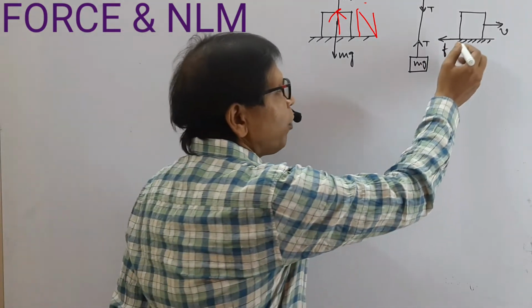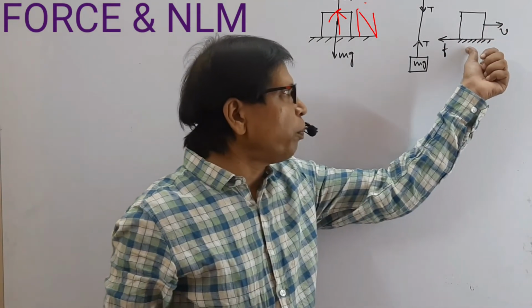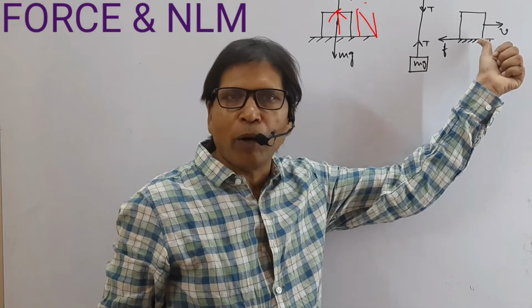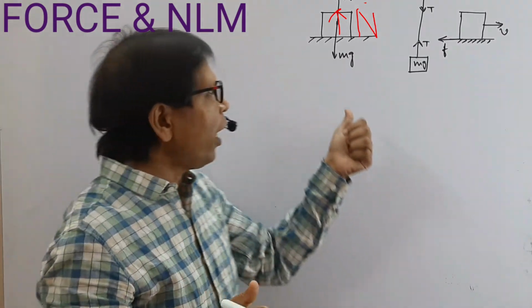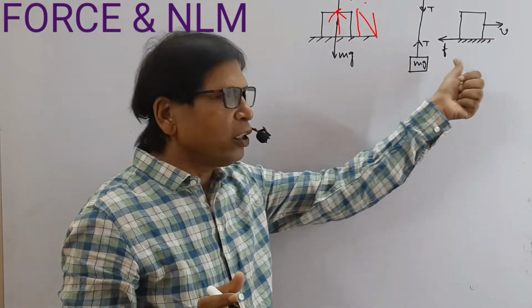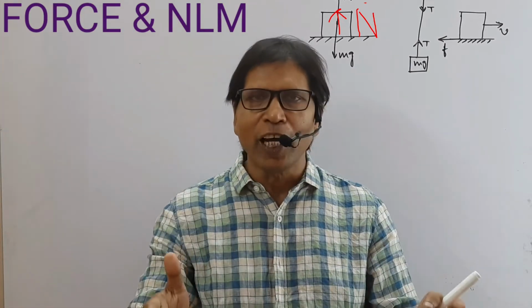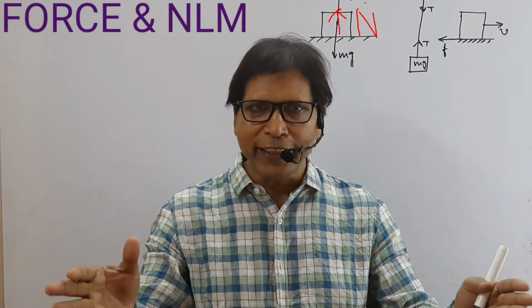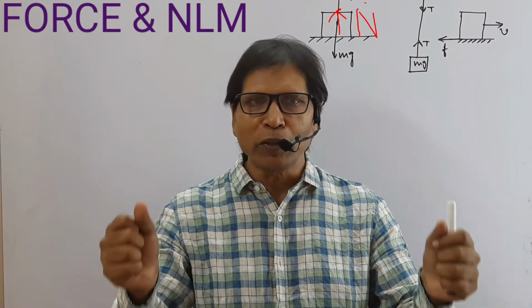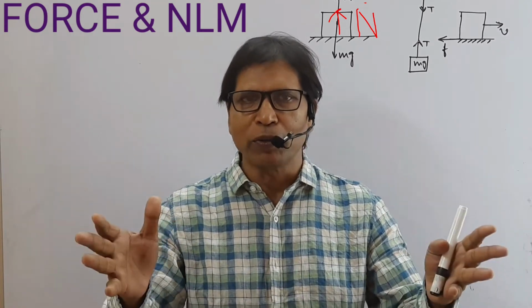And finally, the force of friction. When a body moves along this direction, the force of friction acts by the surface of contact on this body. This is known as force of friction. Now, this force and also the spring force are electromagnetic in nature. Now, the gravitational force between two masses, electrostatic force between two charges, and magnetic force between two magnets are the non-contact force or field force.